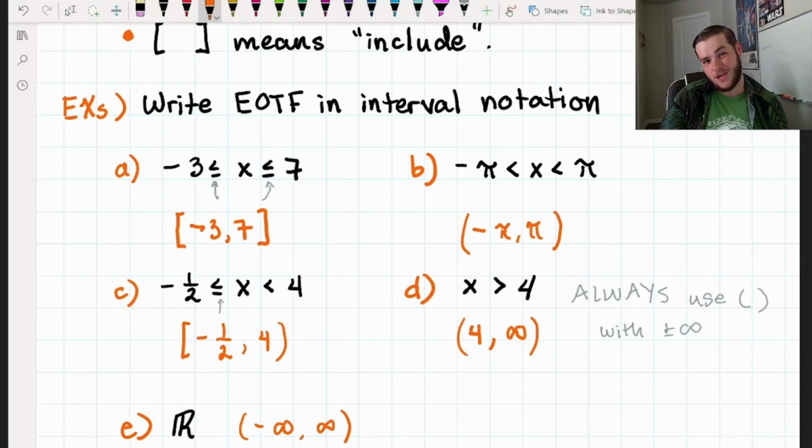This one was kind of a trick question because all of the numbers work. It doesn't matter how negative the number is or how positive the number is. All of them are included in the real numbers. So I write that interval as minus infinity all the way up to infinity. Everything works. And on both sides, because I have an infinity on both sides, I always use parentheses.